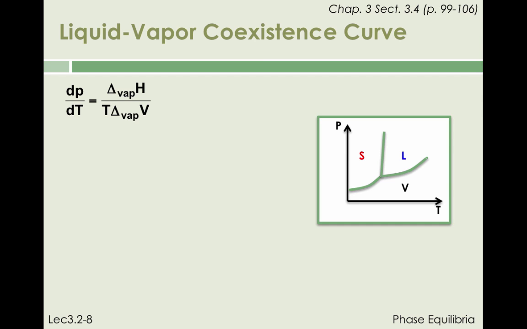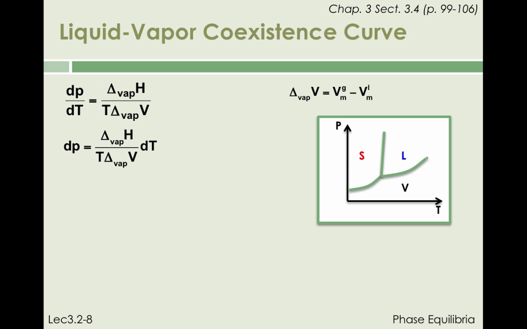We start with the Clapeyron equation for the vaporization process. So delta H and delta V on the previous slide are the molar enthalpy of vaporization and the change in molar volume for the vaporization process, respectively. We rewrite the Clapeyron equation as dP equal delta H vaporization divided by T times delta vaporization V times dT.